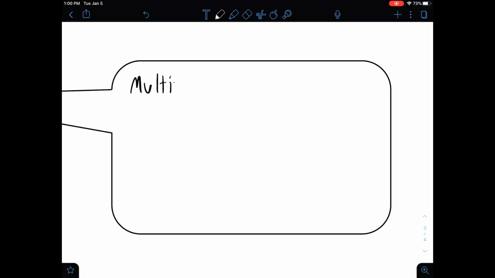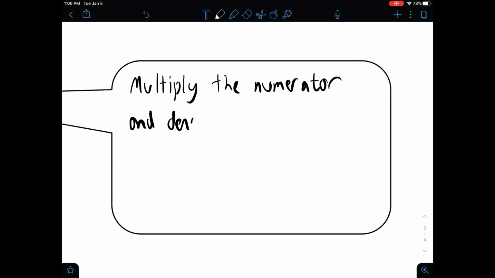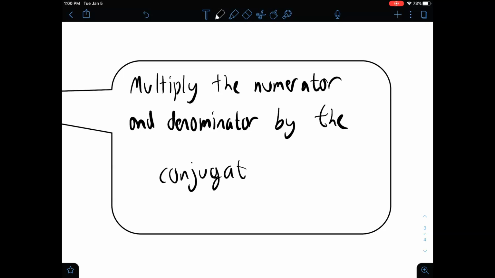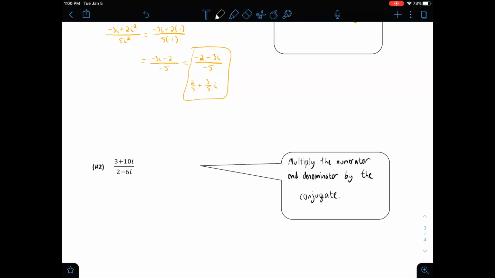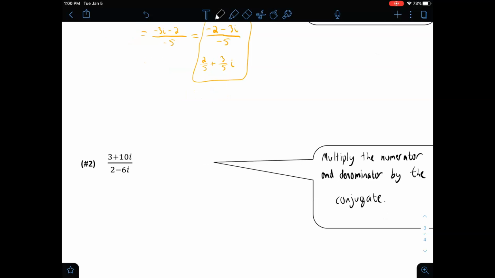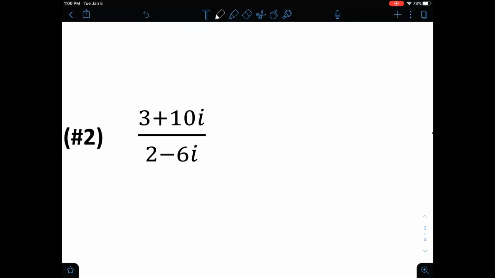So we're going to multiply the numerator and denominator by the conjugate. Okay, that's going to cancel out the i in the denominator. If you just multiply by i, you're going to get more i's. It's not going to work out. Multiplying by the conjugate is how we cancel out i's, basically.